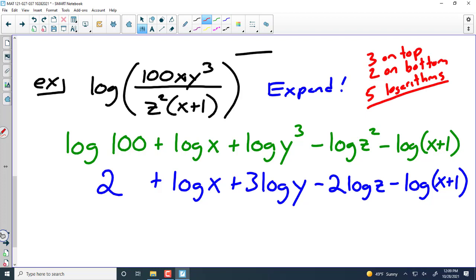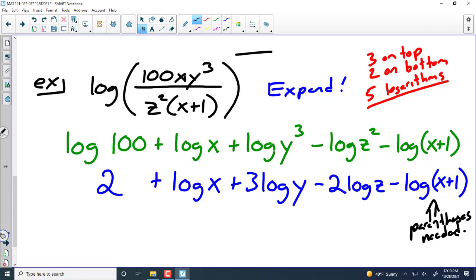On my next step, I looked for any powers to bring down. The y cubed had a 3 that could come down in front. The z squared had a 2 that could come down in front. I also looked to see if I could evaluate log of 100 without a calculator. Since this was base 10, and I know that 10 squared is 100, that could turn into a 2. The other detail you want to make sure you have is that you do need these parentheses, and furthermore, you cannot break that up anymore. There is no rule that allows you to break up this log of x plus 1. It must stay like this with the parentheses.